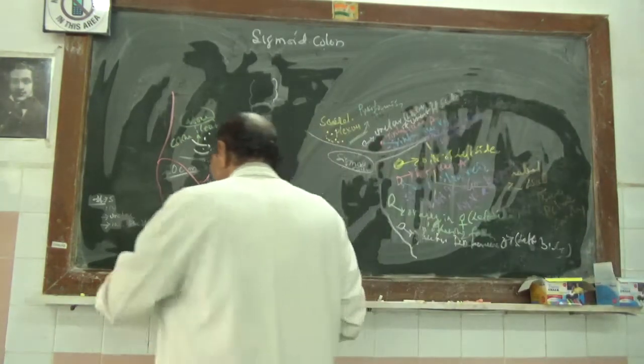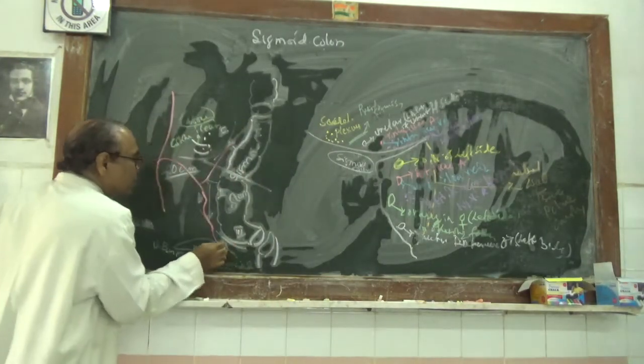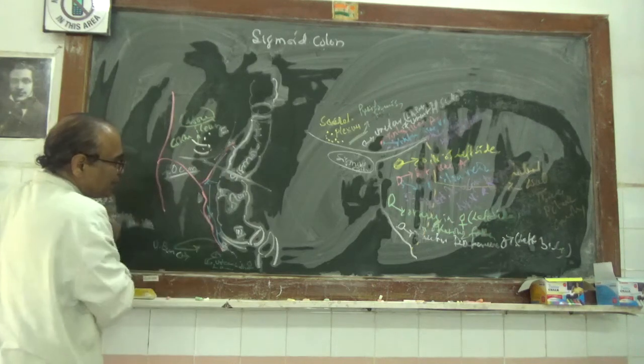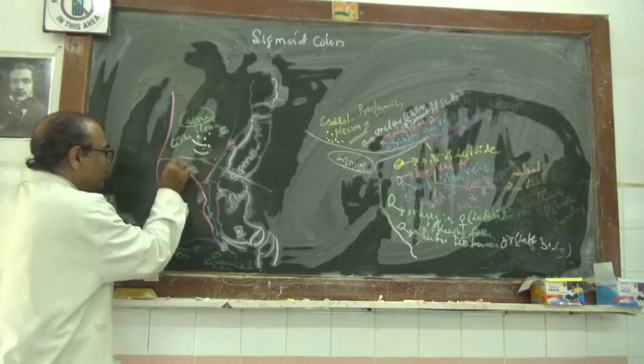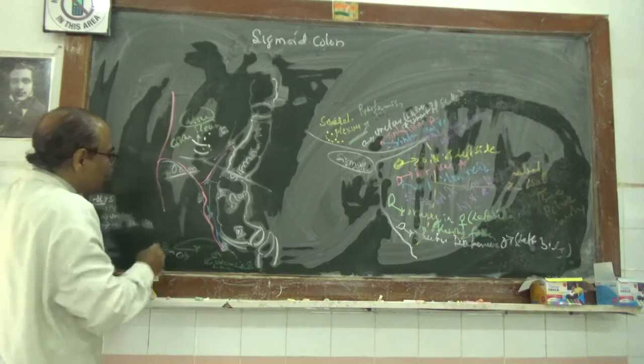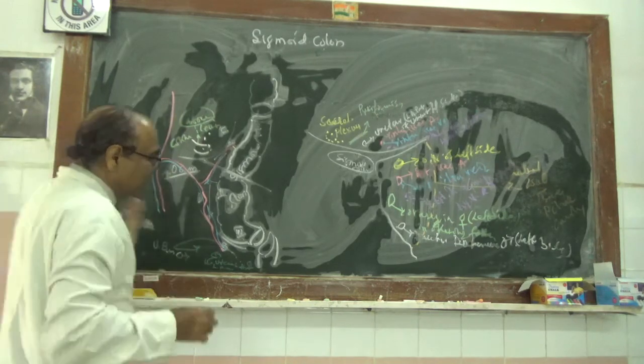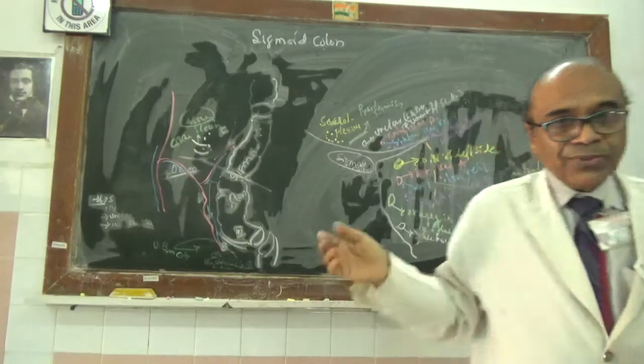Venous drainage is also the same: the inferior and superior sigmoid veins. The sigmoid veins go into the inferior mesenteric vein. So this is the venous drainage.